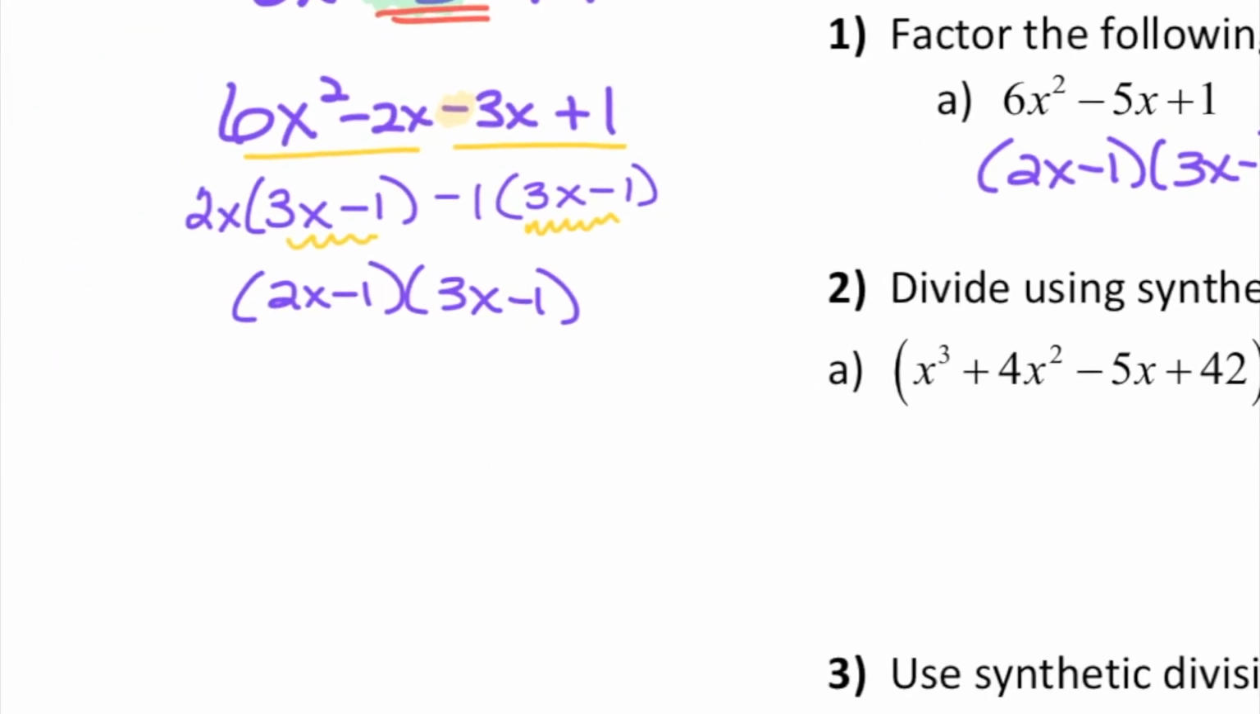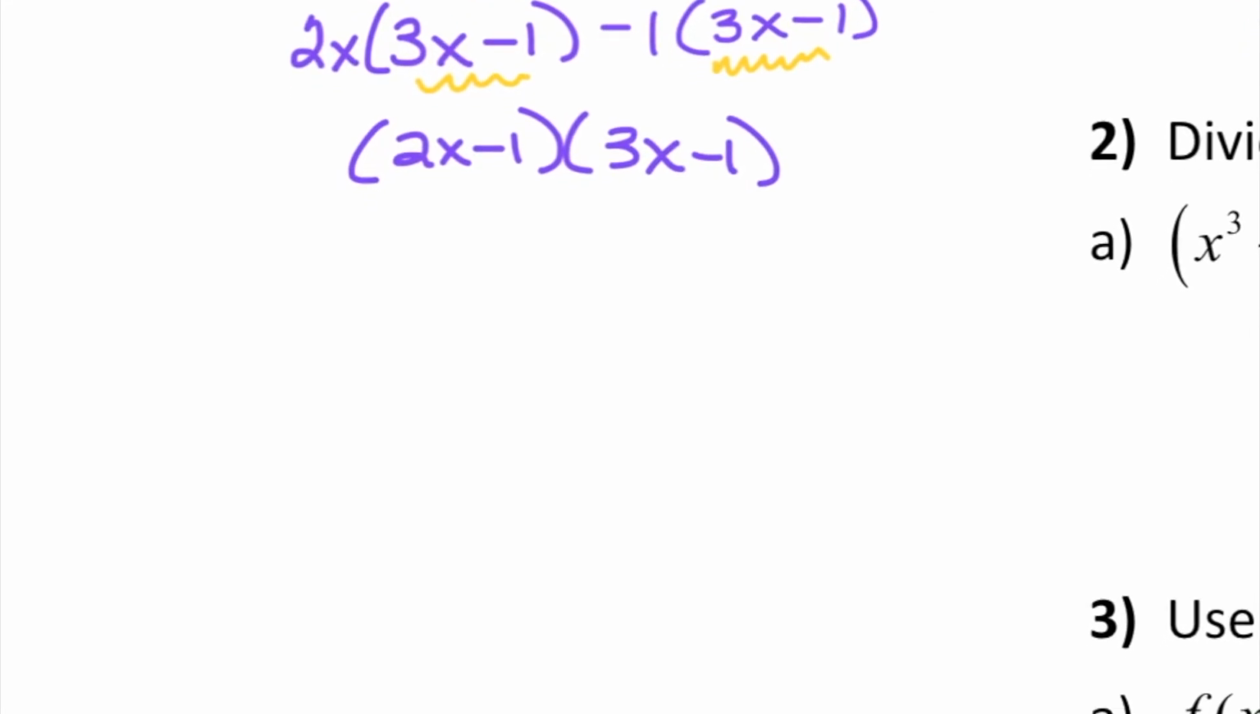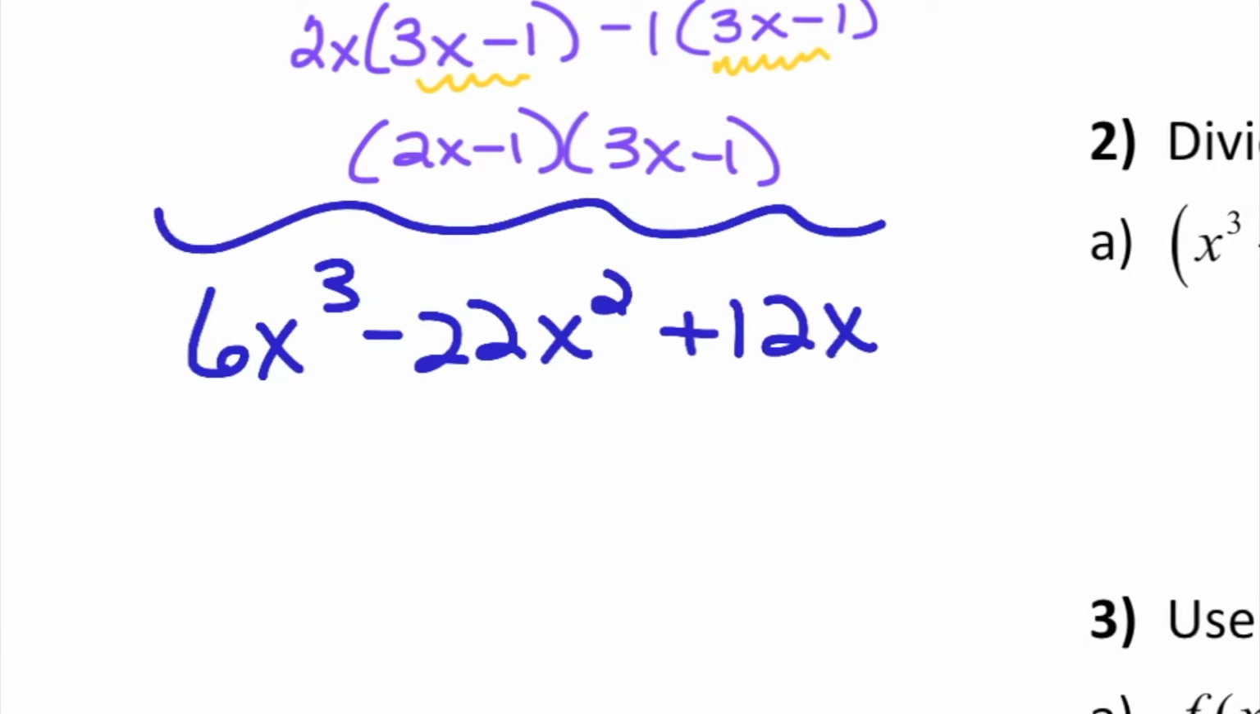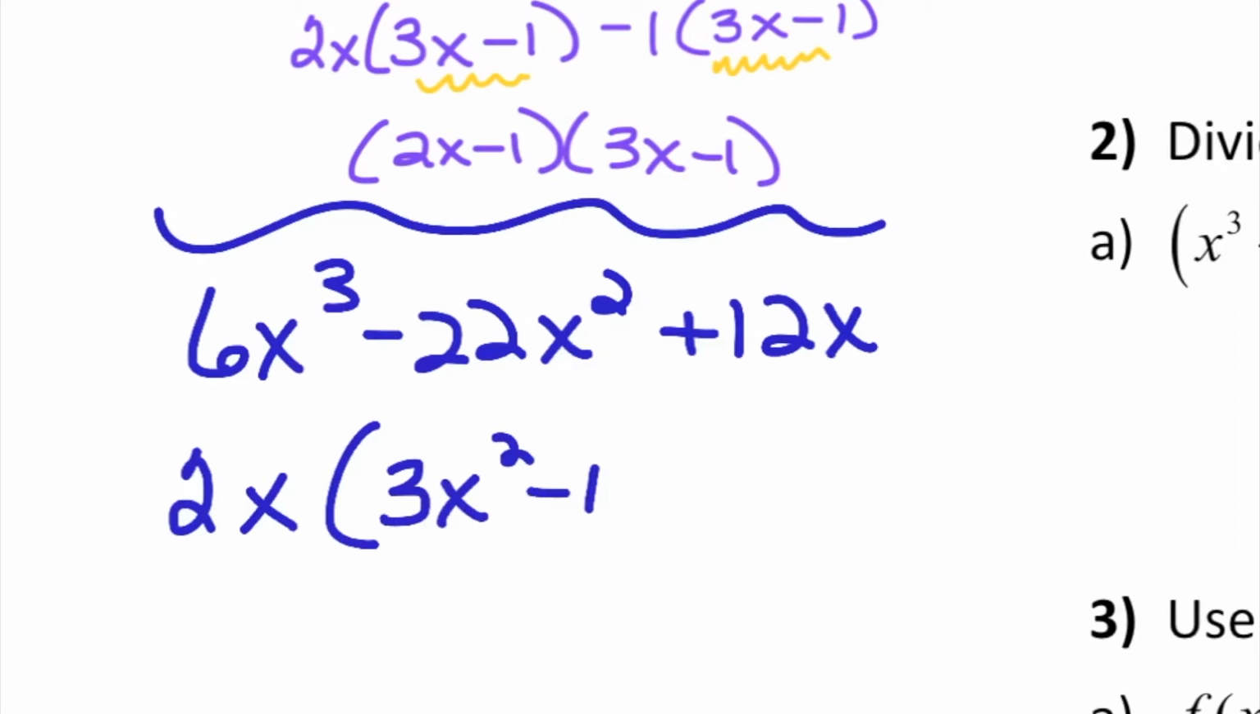The second problem here, let me switch colors, is 6x cubed minus 22x squared plus 12x. And you should see right off the bat that there is a 2 that can divide out from each term and an x that can divide out from each term. So your GCF is 2x, and that leaves me here with 3x squared minus 11x plus 6.